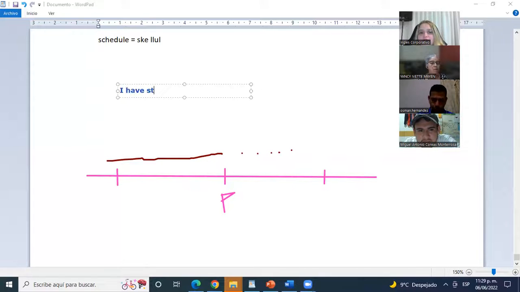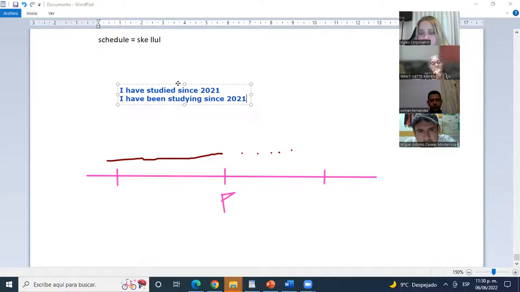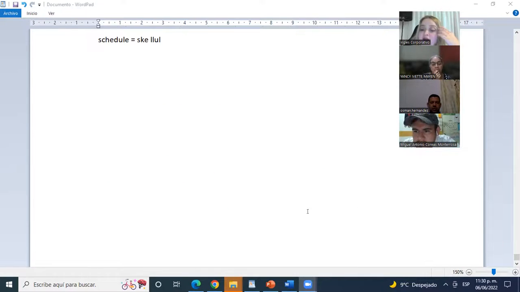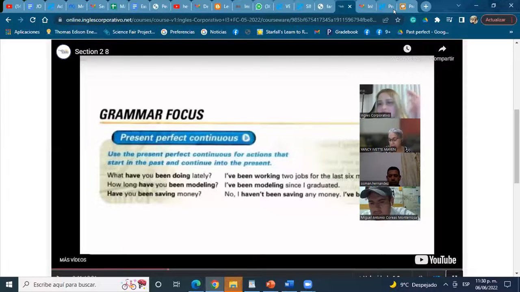Since 2021, imagine. Or I have been studying since 2021. So the only difference between the two of them is that this one seems more progressive, more constant than this one. A little bit, not really. In these cases, they mean exactly the same, but you get the impression that it's been more constant. So it's like saying, he estudiado and he estado estudiando, like constantly. But it's a very small difference. It's almost nonexistent. If you want to give the same meaning, you can use it in both cases, yes.